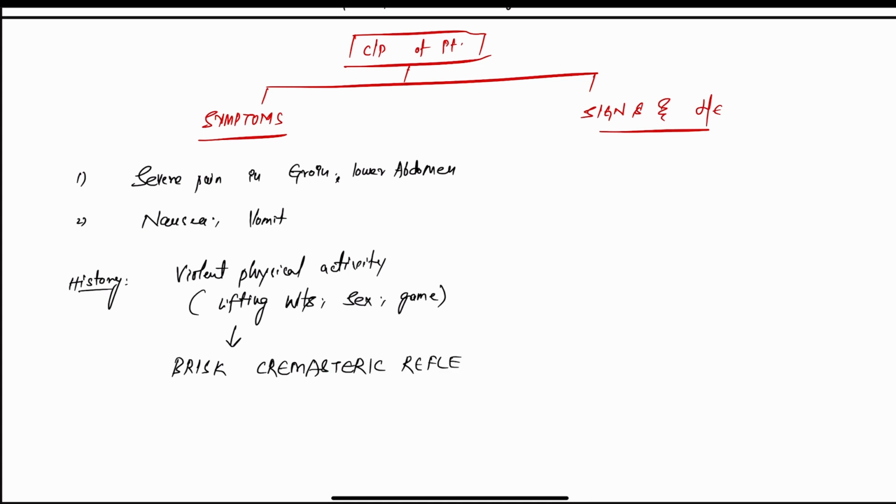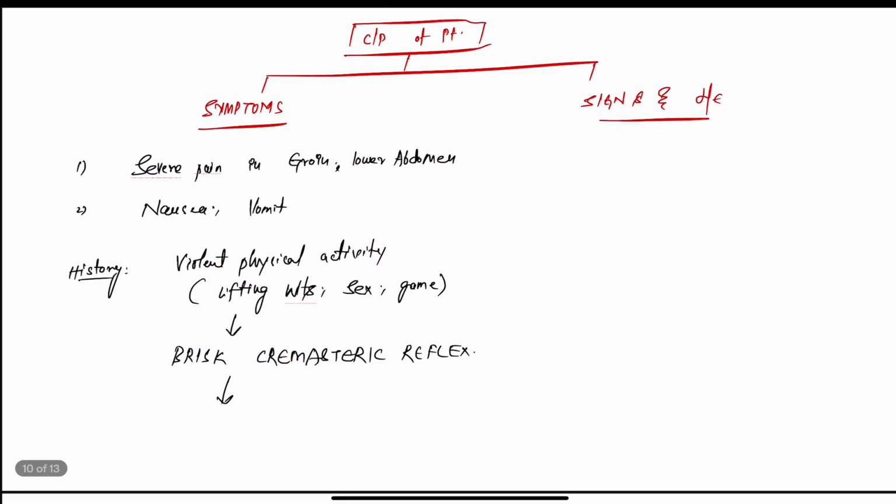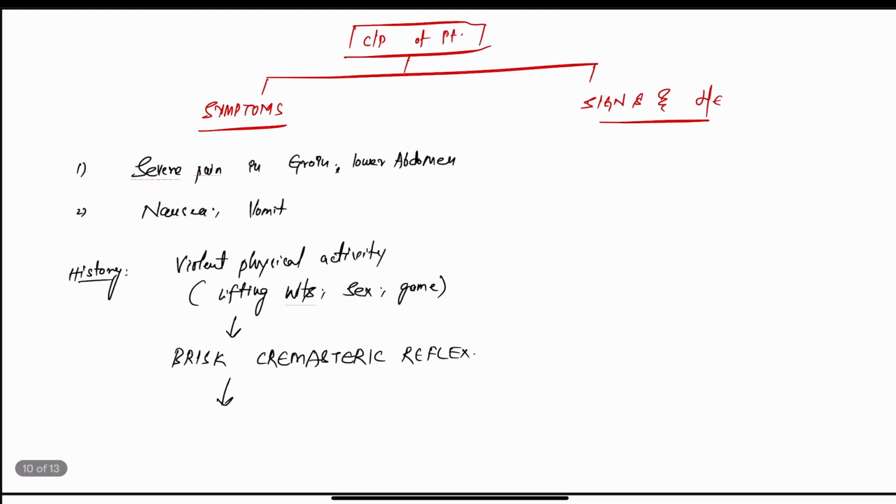So because of the violent physical activity, abdominal muscles contract violently, and the cremaster also will contract very strongly. So there will be a brisk cremasteric reflex, and since the cremaster is attached more or less spirally, in the presence of risk factors like bell clapper deformity, it will lead to torsion of the testis in the vertical axis.